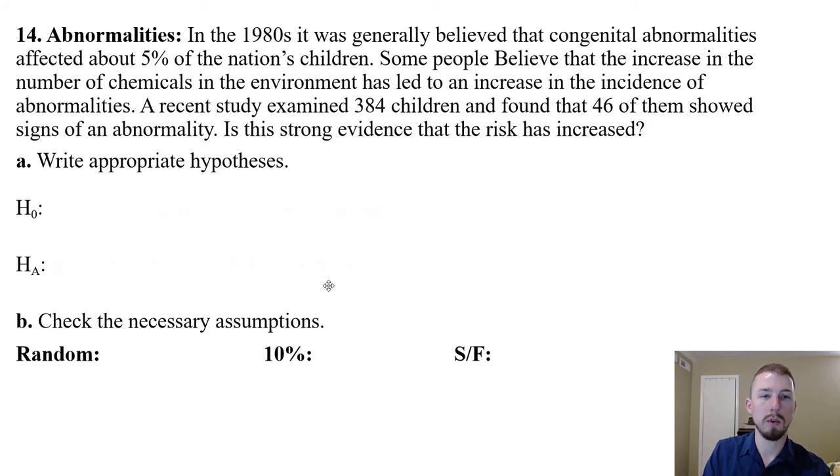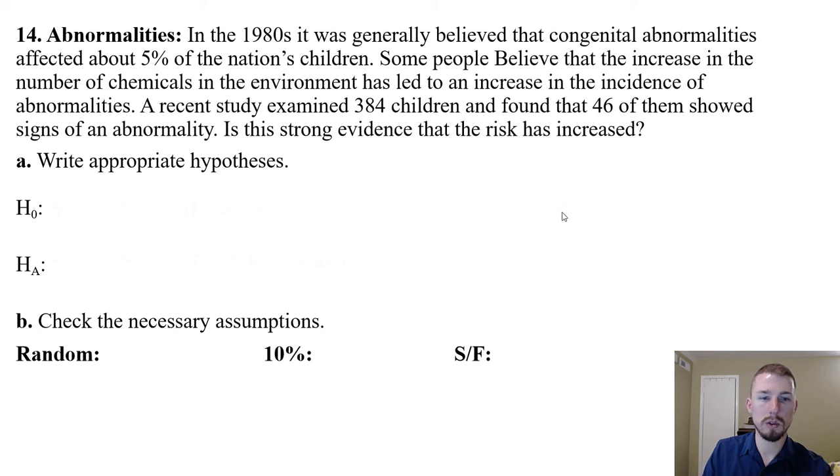Number 14, abnormalities. In the 1980s, it was generally believed that congenital abnormalities affected about 5% of the nation's children. Some people believe that the increase in the number of chemicals in the environment has led to an increase in the incidence of abnormalities. A recent study examined 384 children and found that 46 of them showed signs of an abnormality. This is strong evidence that the risk has increased.